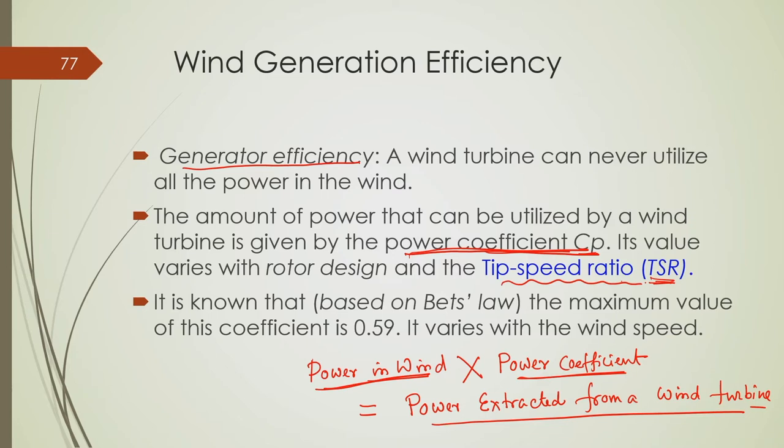Okay. So, depending upon that, we can also have an optimum value of TSR corresponding to a maximum value of Cp. And this maximum value of the power coefficient is determined from Betz's law, and it is near 0.59. So, that means in an ideal case only 59% power can be extracted, at max, from a typical wind turbine.